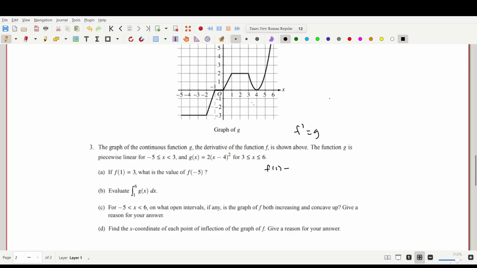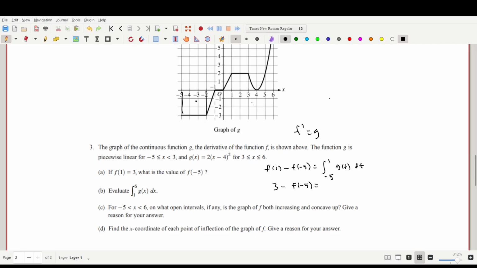So f of 1 minus f of negative 5 is the integral from negative 5 to 1 of f prime, or g of t dt, right? G is f prime. F of 1 is 3, so 3 minus f of negative 5 is the integral from negative 5 to 1. That's this area. 1, 2, 3, 4, 5, 6, 7, 8, 9. That's 10, and then I'm going to mark this in.